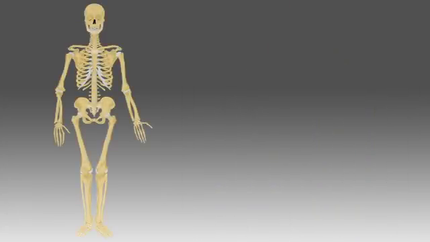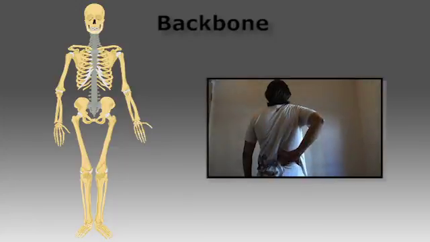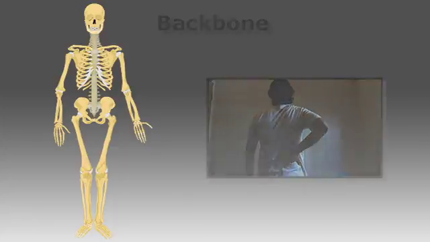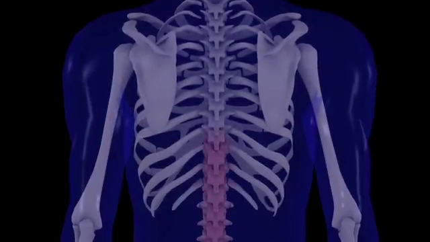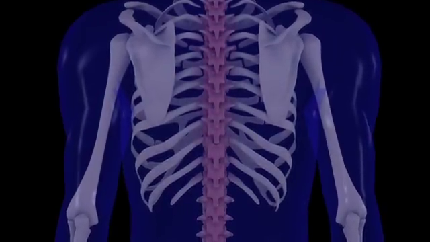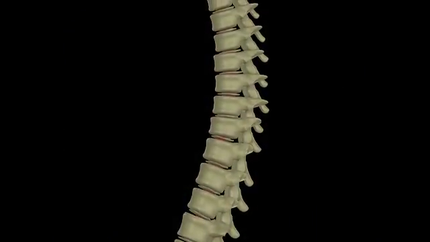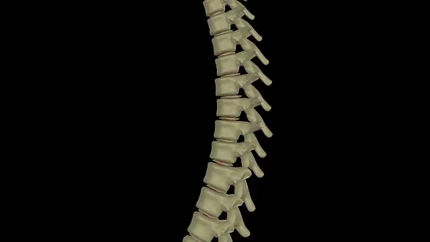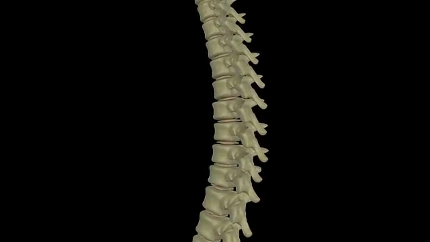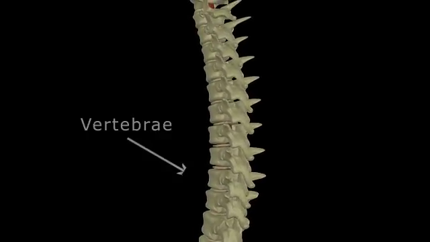The third part is the backbone. You can rub your hand through your back to feel your backbone. Our backbone protects our spinal cord. Although it is called the backbone, notice that it is not a single bone, but a series of bones. These bones are called the vertebrae.